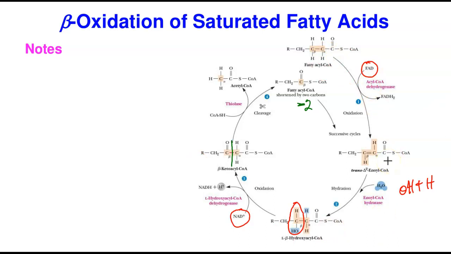and continues and continues again. And the 4 reactions will keep happening. So this is what we call the beta oxidation of saturated fatty acid. Remember, the unsaturated fatty acid is slightly different. We're going to talk about that. So what are the important notes we need to know here? The important note is that there are 2 oxidation reactions in step 1 and step 3.